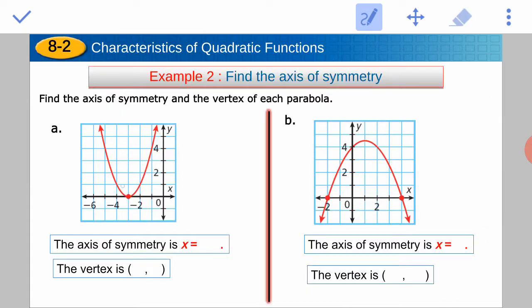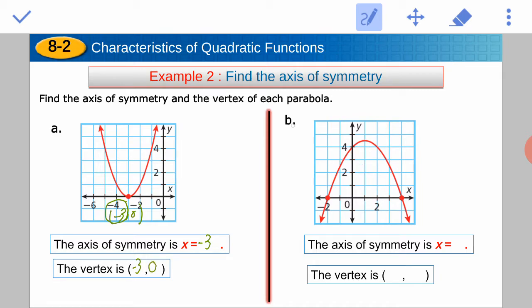We are given a parabola, and this parabola touches the x-axis at -3 and 0. So the equation of the axis of symmetry is x equals -3. The x coordinate of the vertex is the line of symmetry. The vertex is -3 and 0.